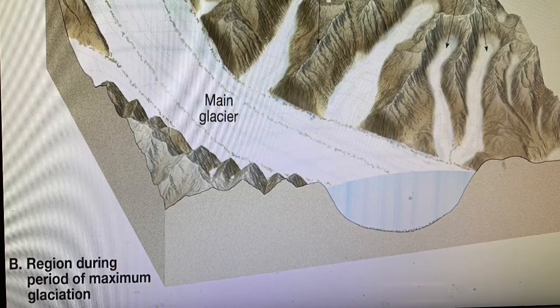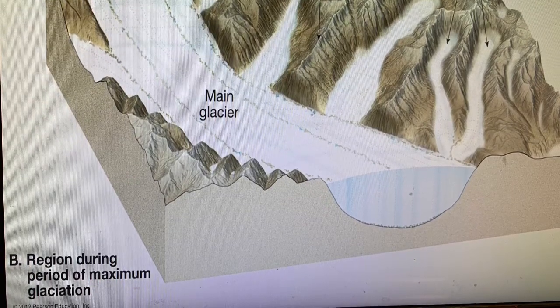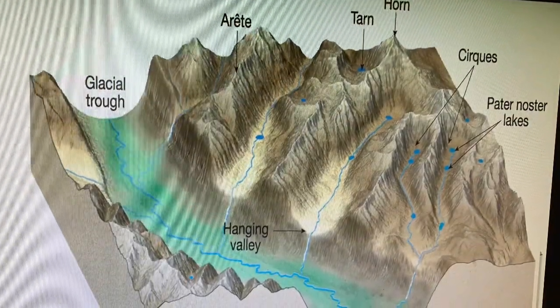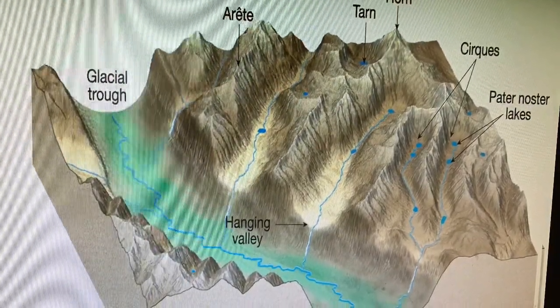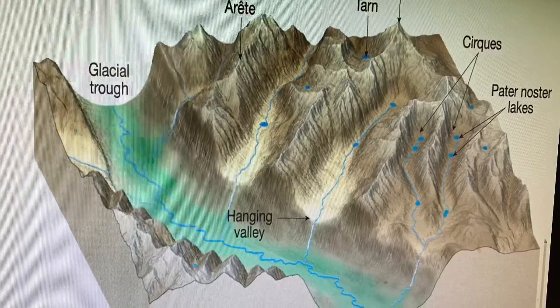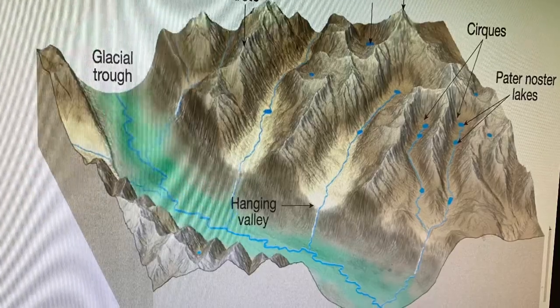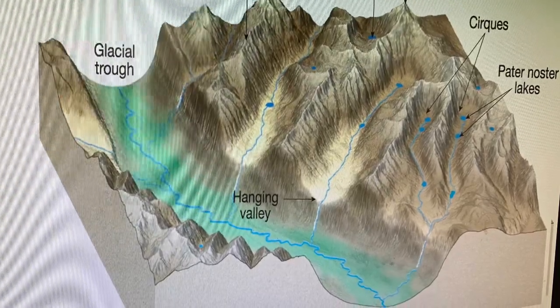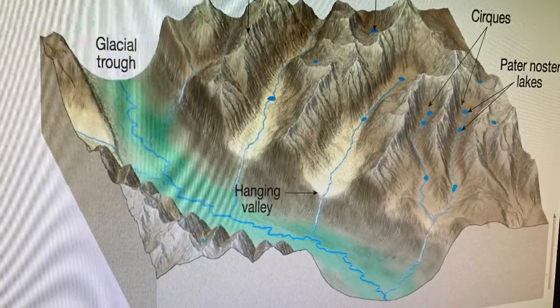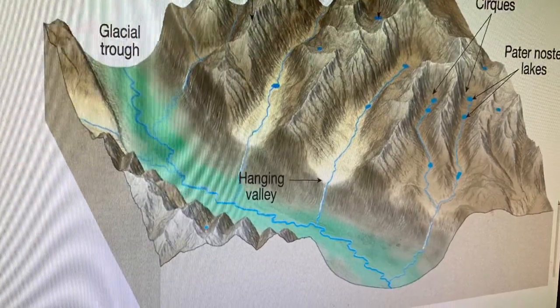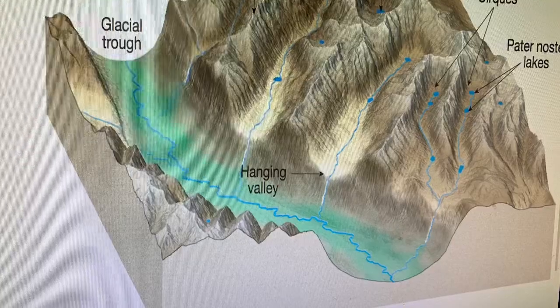But let's say the temperatures change, the ice age ends, and the glacier melts away. The glacier might be gone, but the land is going to be forever changed to reflect that the glacier was there. Even though it's not there anymore, we can look at it and figure it out. If you look at the next image, this is what the world would look like after the glacier has gone. Glaciers are going to create these big, wide, U-shaped valleys that we call a glacial trough.